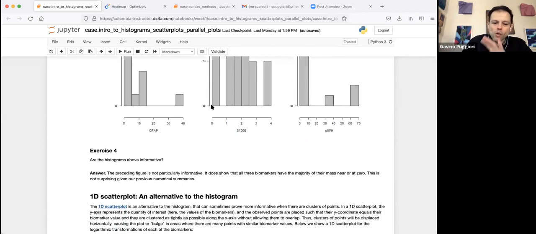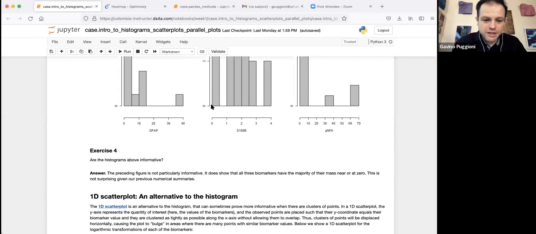So why do we use the one-dimensional scatter plot as an alternative to the histogram? The one-dimensional scatter plot is used when you have a lot of values that are clustered together, very close to each other, and that get bunched up under the same bin, okay?